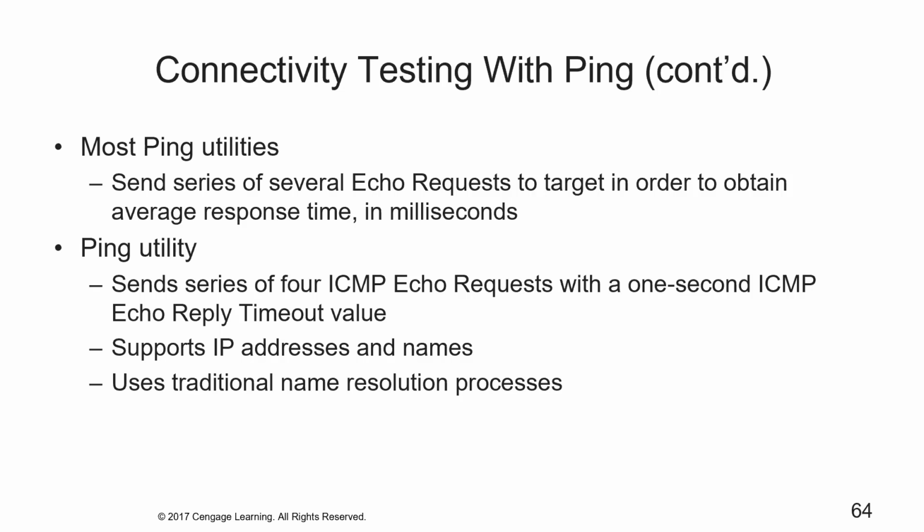Most ping utilities send a series of several echo requests to a target in order to obtain average response time. And normally that's in milliseconds. A ping utility will send a series of 4 ICMP echo requests with a 1-second ICMP echo reply timeout value by default. It supports IP addresses and names and uses traditional name resolution processes.